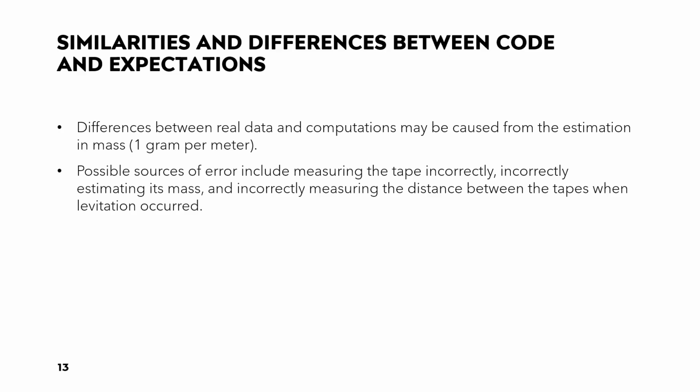All right. So similarities and differences between code and expectations. Differences between real data and computations may be caused from estimation of mass, because we assumed the mass was 1 gram per meter of tape. And possible sources of error include measuring the tape incorrectly, incorrectly estimating its mass, and incorrectly measuring the distance between the two tapes when levitation occurred. And that's very possible because it was hard to measure that distance correctly.